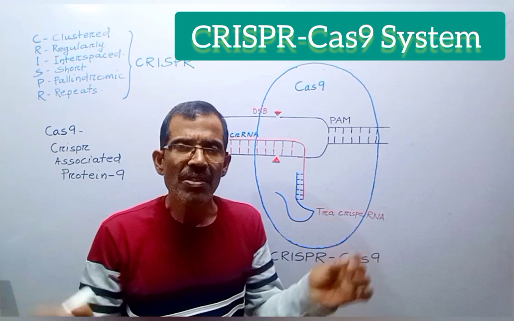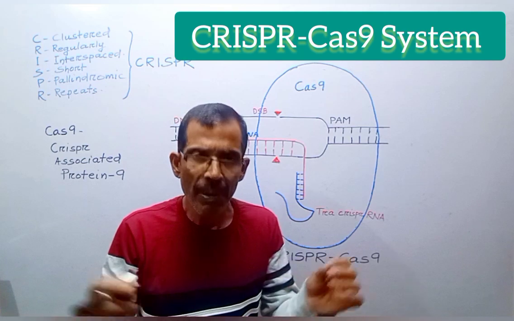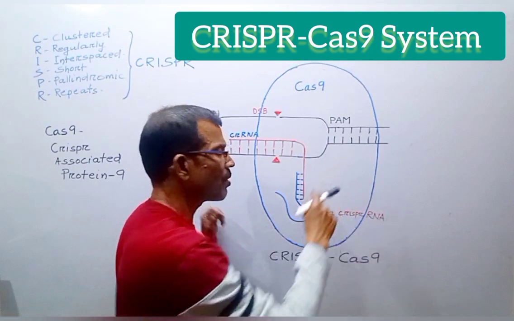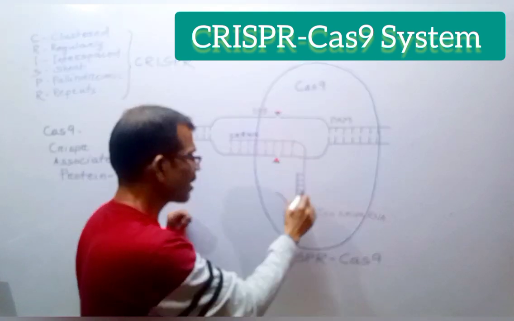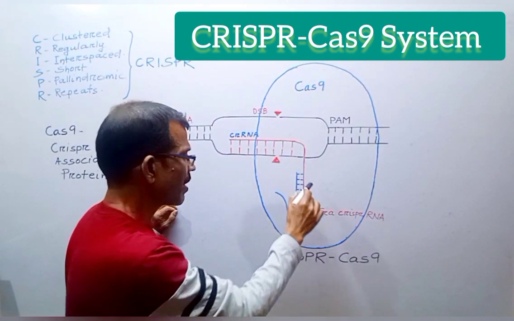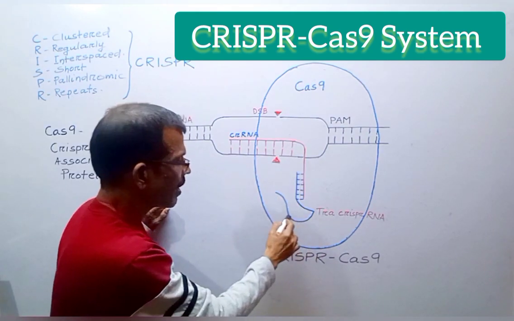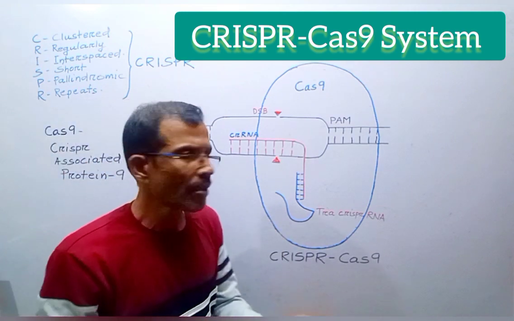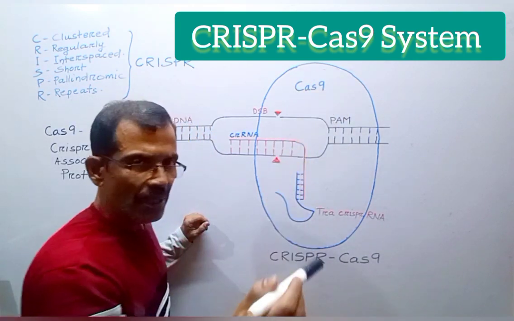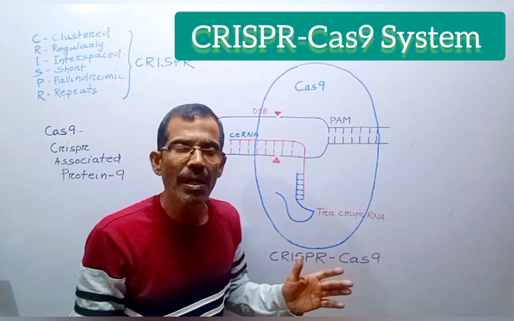The CRISPR-Cas9 system, which is used for genome editing, has been simplified. It consists of a Cas9 restriction endonuclease and a guide RNA. The guide RNA consists of CRISPR RNA and a trans-CRISPR RNA. The CRISPR RNA guides the Cas9 endonuclease to the target site where this enzyme introduces a double-stranded break in the target DNA, thereby enabling genome editing.